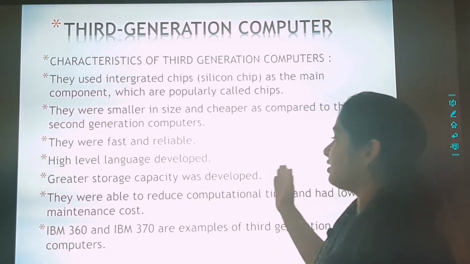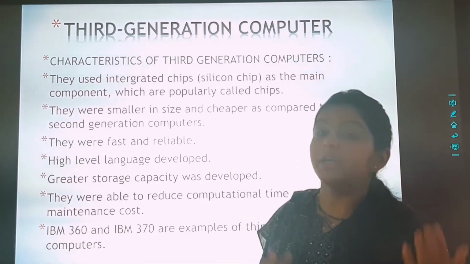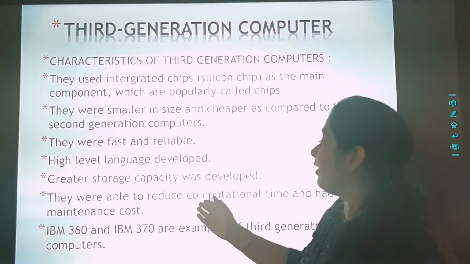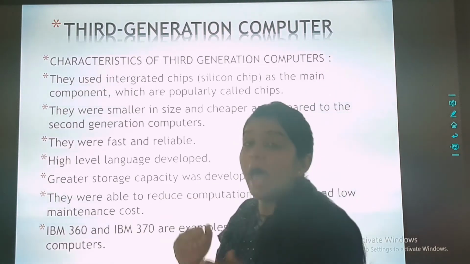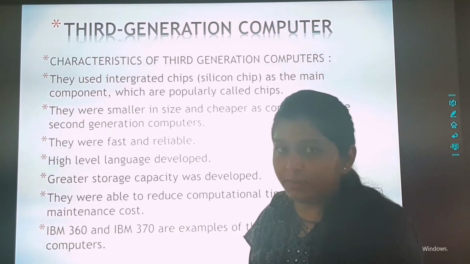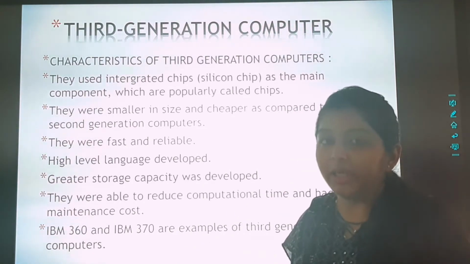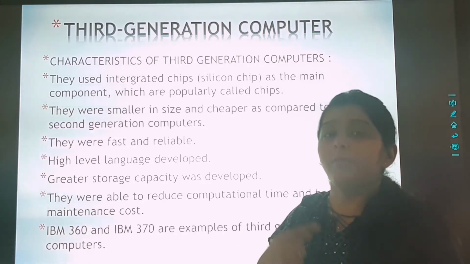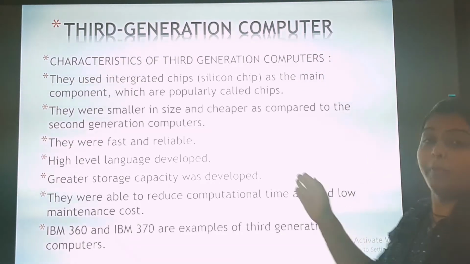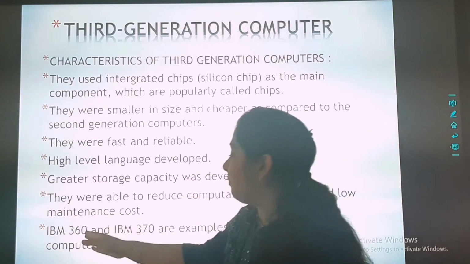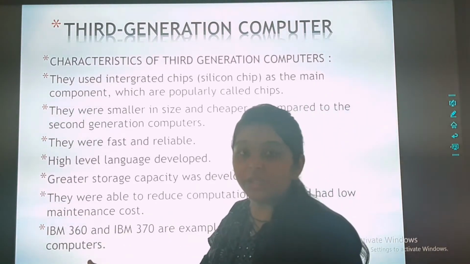Greater storage capacity was developed. जो स्टोरेज की कैपेसिटी थी वो उसमें बहुत ज़्यादा थी as compared to the second generation computers. They were able to reduce computational time and had low maintenance cost. As these computers were fast in speed, तो जो हमारा computational time था वो बहुत कम था. हम बहुत जल्दी कोई भी computations, कोई भी हम लोग complex calculation carry कर सकते थे and they had a very low maintenance cost. Now, IBM 360 and IBM 370 are the examples of the third generation computer.